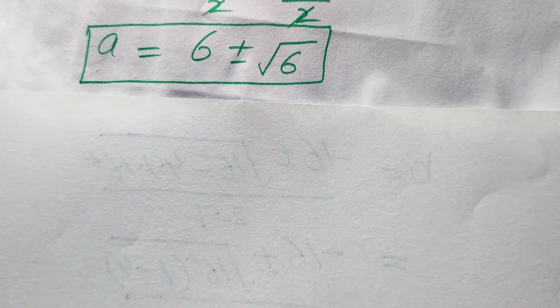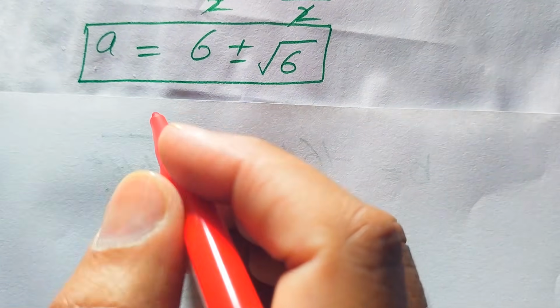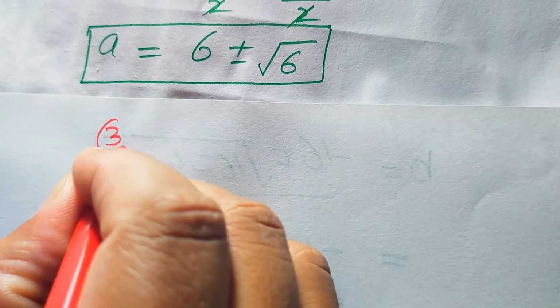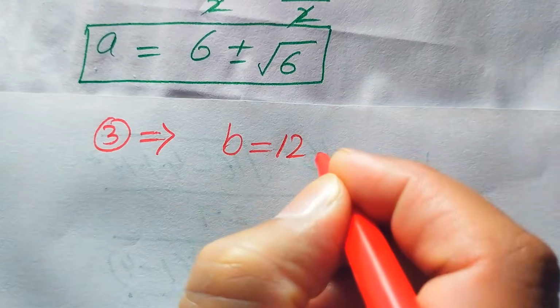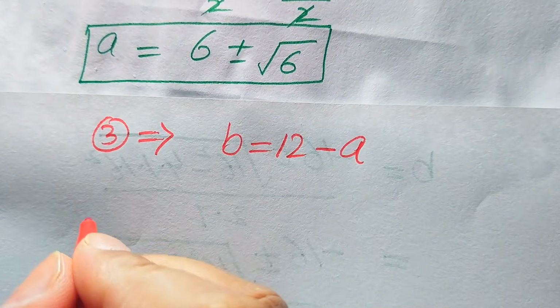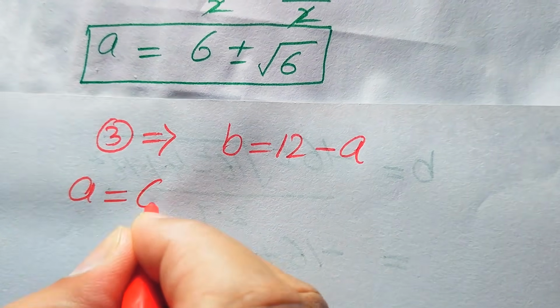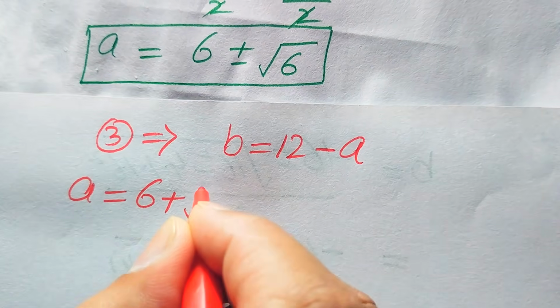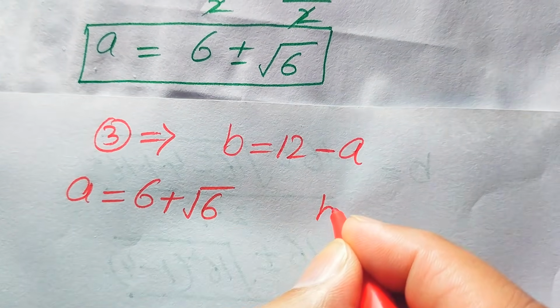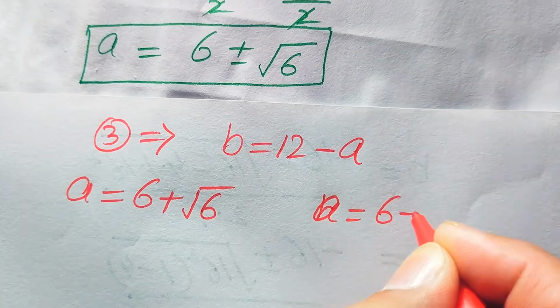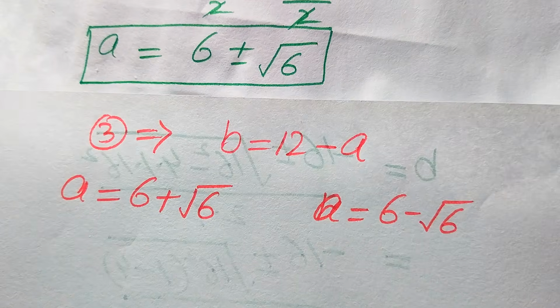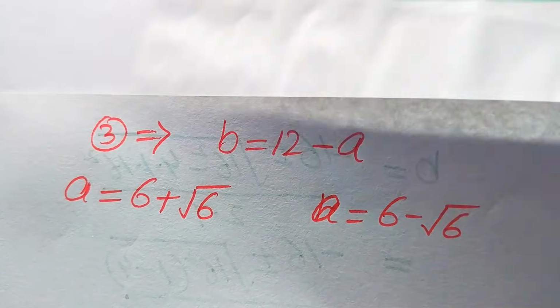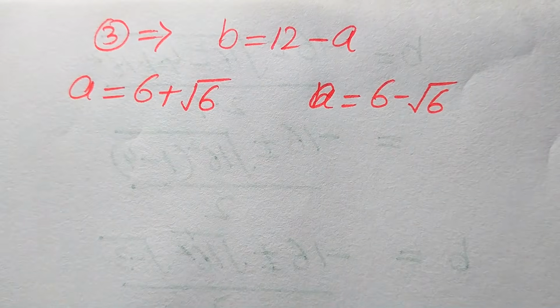So now for corresponding these two values of a, we need to get the values of b. Here we first copy down equation number 3, which implies that b equals 12 minus a. In this side we substitute the positive value of a, 6 plus square root of 6, and in this side we substitute the negative value of a, 6 minus square root of 6. So we substitute both of these values and get the corresponding values of b.